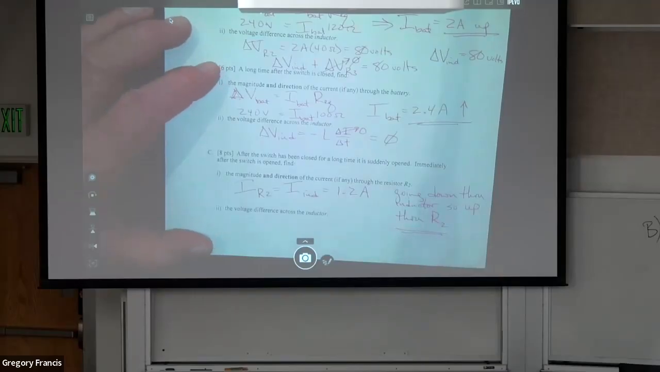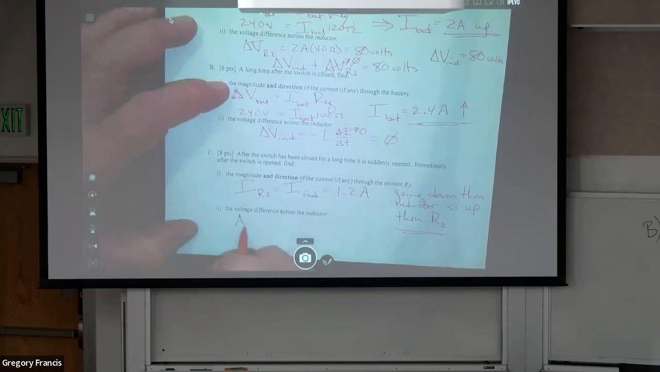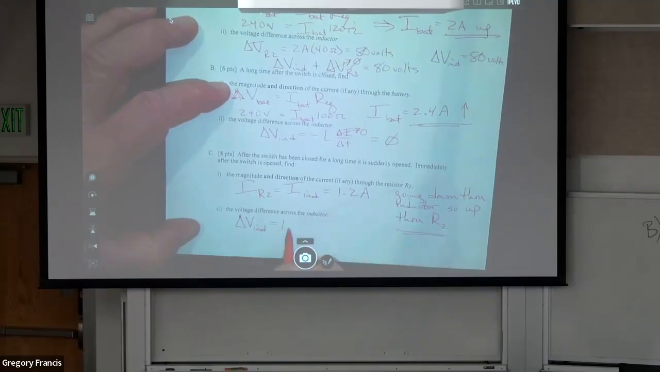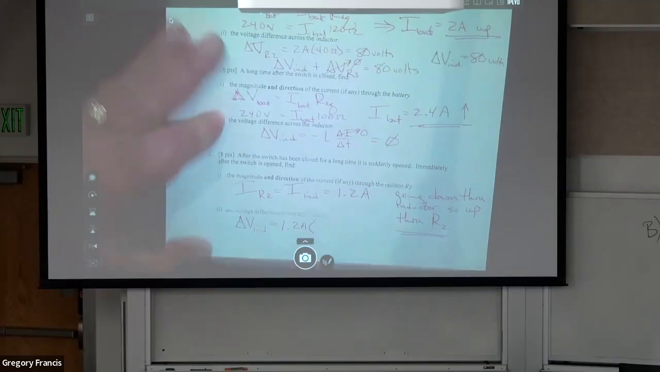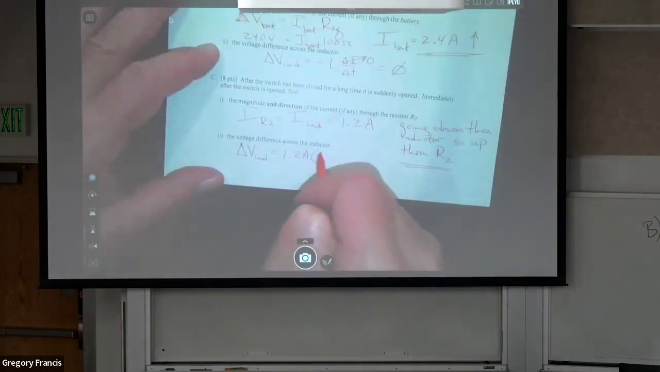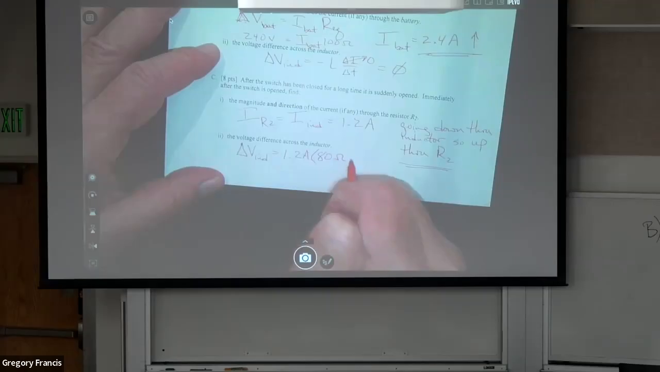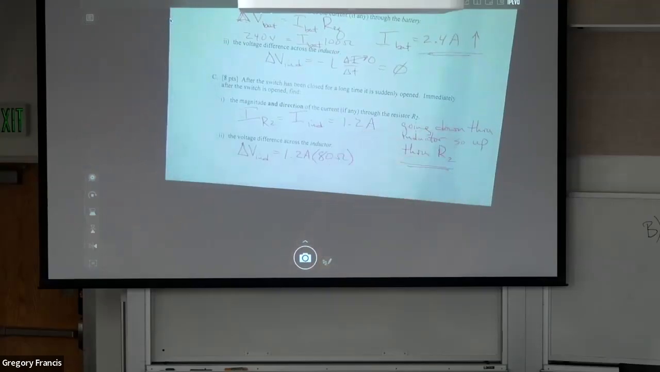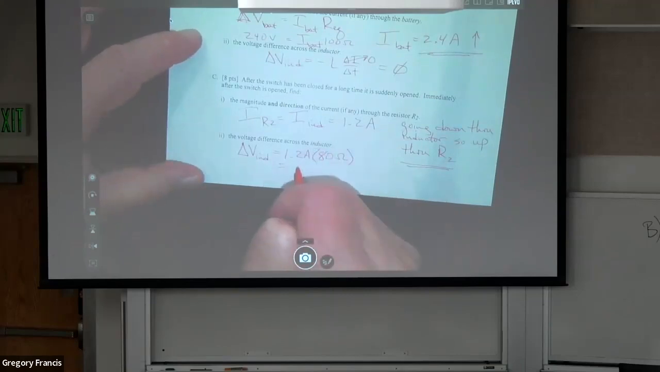Now, the voltage across the inductor. The inductor is now acting like the battery. And so I just use Ohm's law. I'm going to have 1.2 amps going around those two resistors, R3 and R2, which are now in series. And so my total resistance in that loop is 80 ohms. And that's going to give me a total of 96 volts.